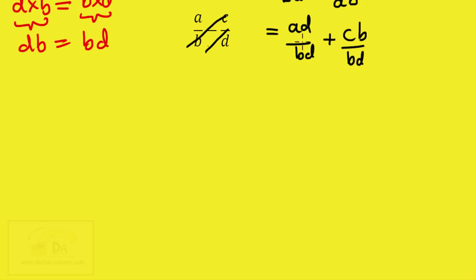Now that we have two fractions which share a common denominator, all we have to do is say, well, the addition of these two fractions results in a fraction whose denominator is the same as the denominator of any of the original fractions, and whose numerator is given by AD plus CB. AD plus CB. And that's it.